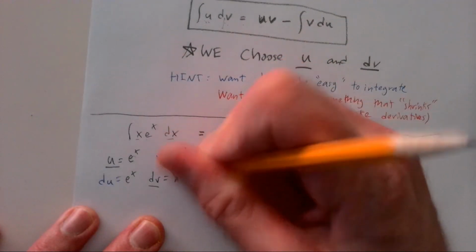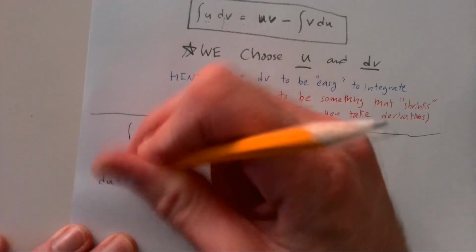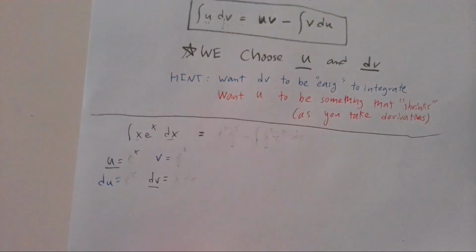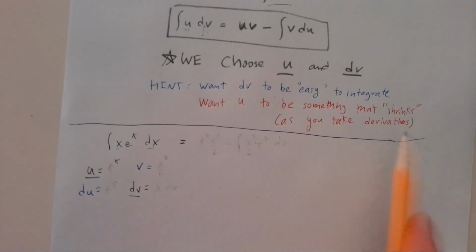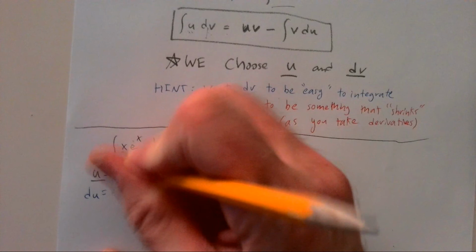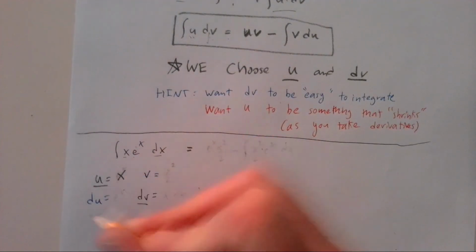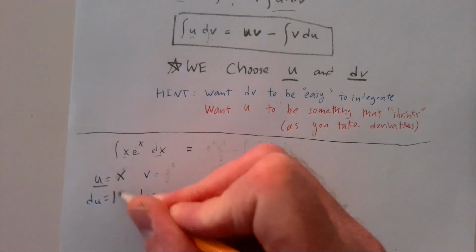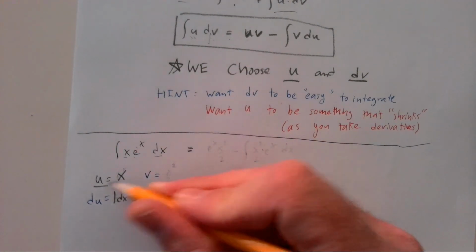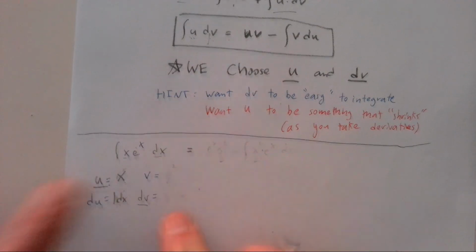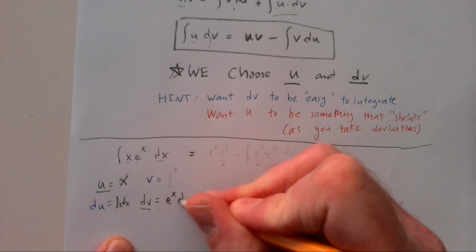Okay, so instead, as I mentioned, one of our hints, we want u to be something that shrinks or gets simpler, less complicated as we take derivatives. So I'm going to let u equal x. du is just 1 dx. Ooh, that's much simpler than x. So I need to choose u and I need to choose dv. Those are the first things I do. So dv, I'll let be e to the x dx.